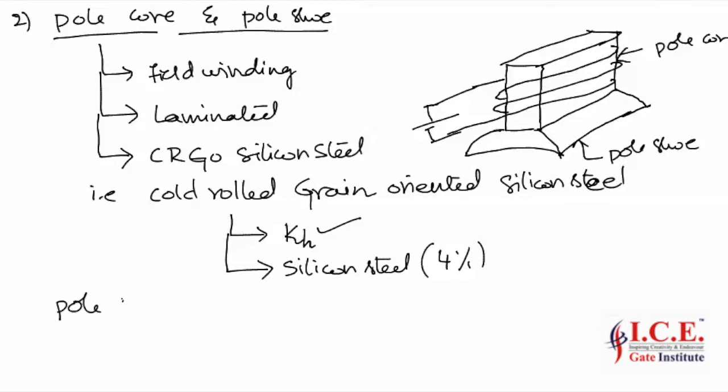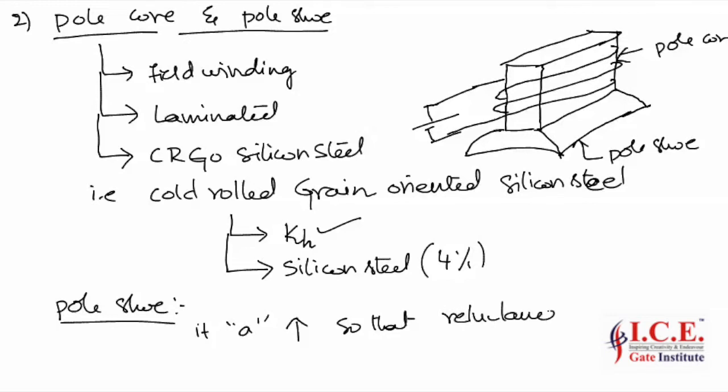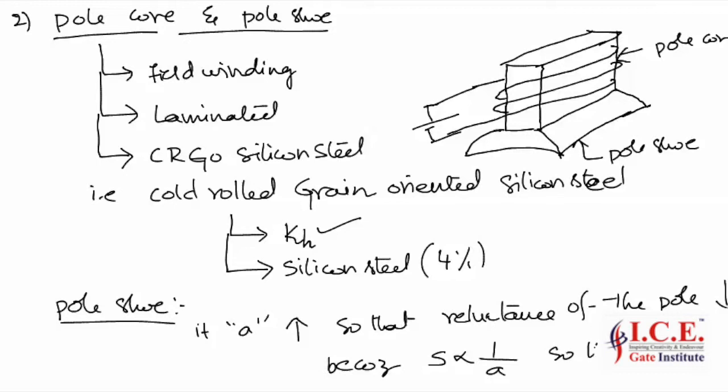And the pole shoe: the purpose of the pole shoe is that its cross sectional area increases so that the reluctance of the pole decreases, because reluctance S is inversely proportional to the cross sectional area, so that a large amount of flux is produced from the pole in the air gap.